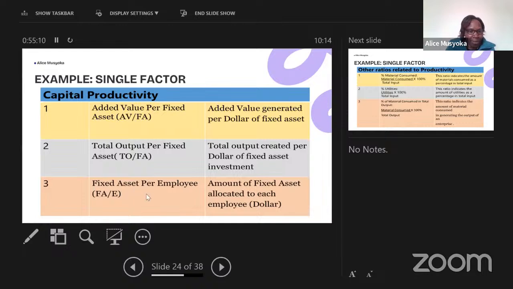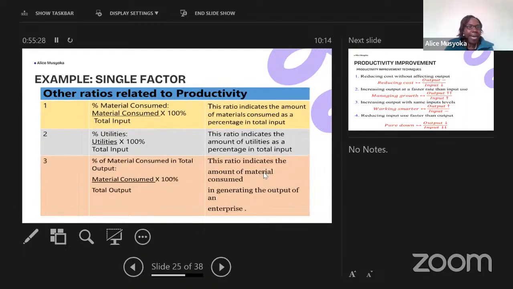Number 3, we can look at fixed assets per employee. And this will give us the amount of fixed assets allocated to each employee. We calculate the value of it, what is allocated to each employee. They are not hard calculations, by the way. We can look at other ratios related to productivity.